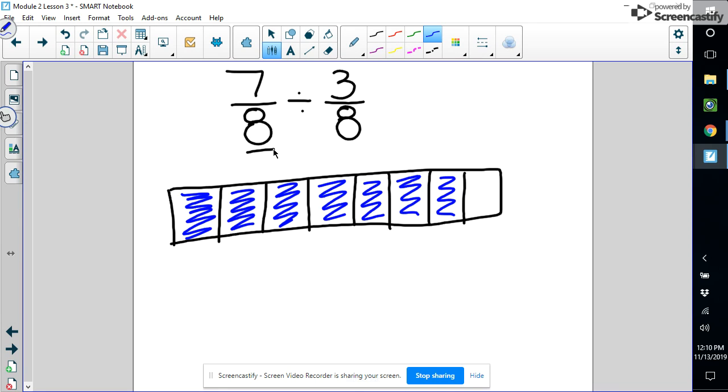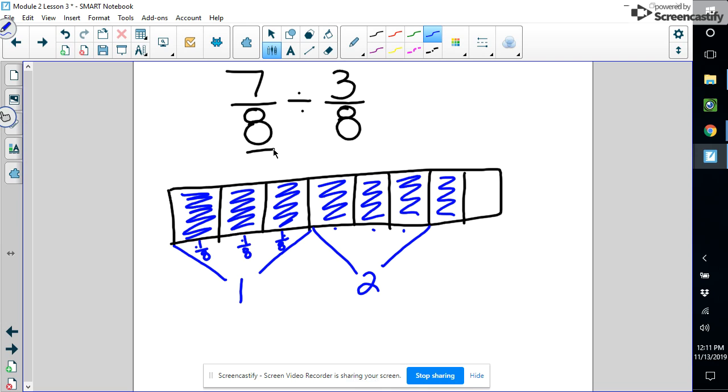Now, when I divide this into groups of 3/8, that means I need 3 pieces in each group. So if I count this out, I have 1, 2, 3. These 3 together are going to make one group of 3/8 because I have 3 out of the 8 boxes. And each of these is worth 1/8: 1/8, 1/8, 1/8, and I need 3/8. 3 of them make one group. I now need to make another group of 3. So I'm going to count again: 1, 2, 3. These 3 together make a second group of 3/8.